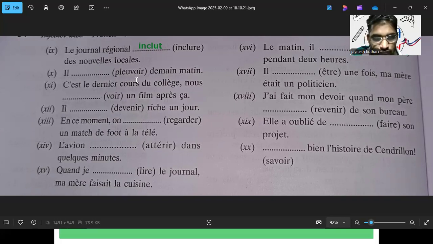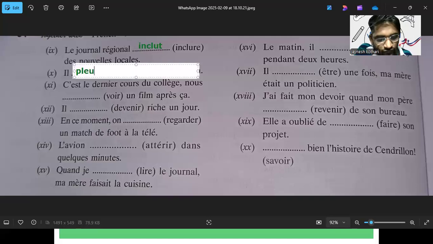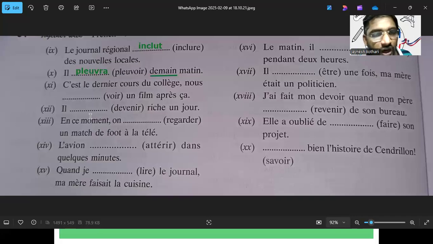Now, number 10. In number 9 no indication was given. Now, for number 10, demain. Demain is tomorrow. So, tomorrow is future simple. Pleuvoir: this is the future stem of the verb pleuvoir, with the endings of avoir. Il pleuvra. It will rain tomorrow morning.